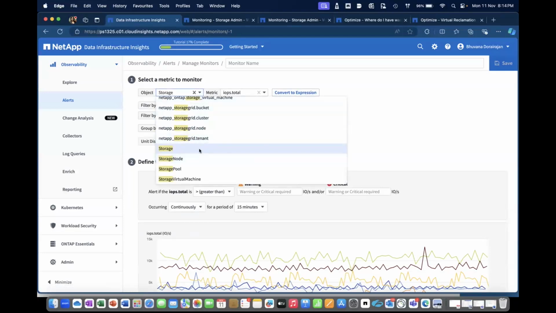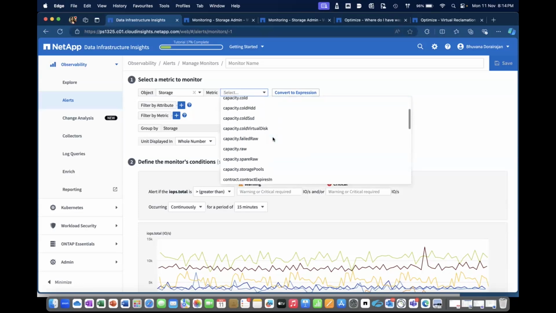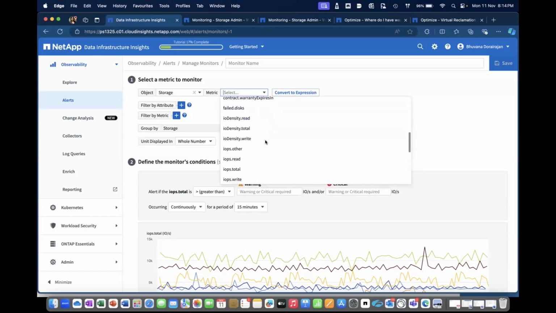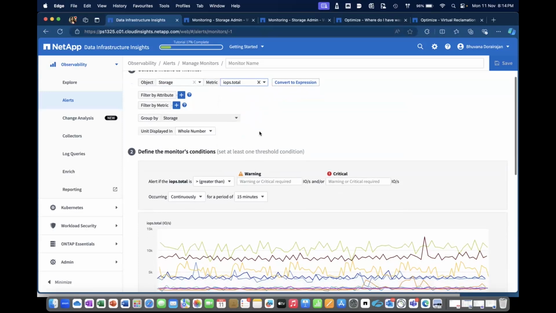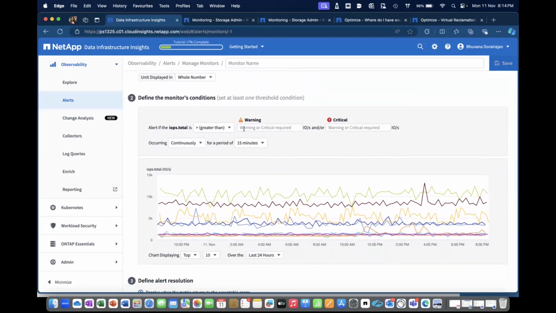For instance, let's take storage, and these are the metrics that are available related to storage upon which you can set up an alert. So for demo purposes, let's choose IOPS, and you can even filter it by an attribute or filter it by the metric, and we're grouping it by the storage, and you can set up a warning limit and also a critical limit according to your environment.